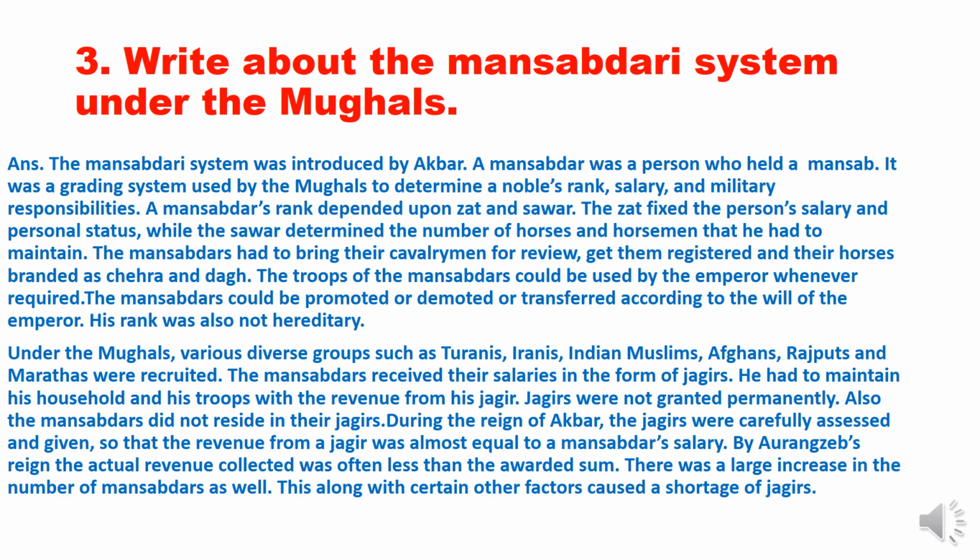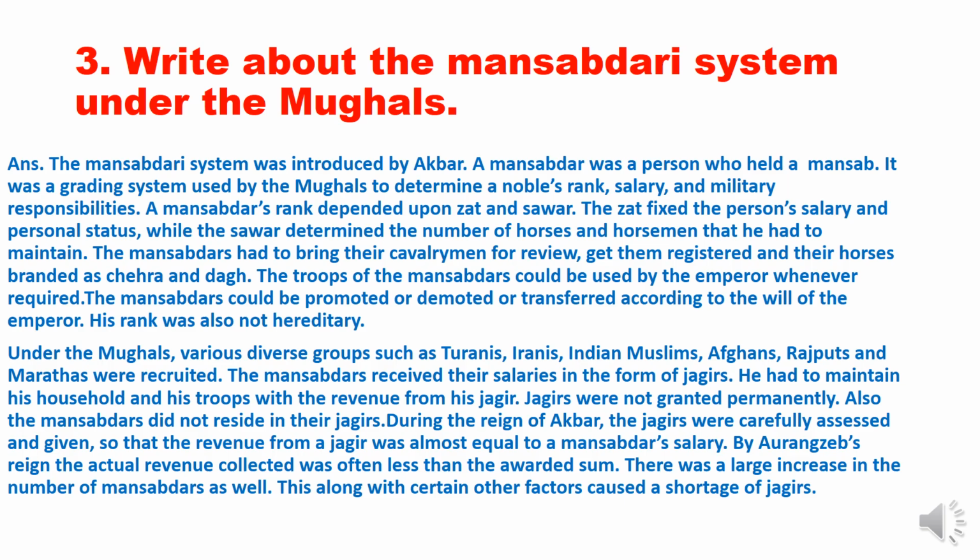Question 3. Write about the Mansabdari system under the Mughals. Answer. The Mansabdari system was introduced by Akbar. A Mansabdar was a person who held a mansab. It was a grading system used by the Mughals to determine a noble's rank, salary and military responsibilities. A Mansabdar's rank depended upon Zat and Sawar. The Zat fixed the person's salary and personal status, while the Sawar determined the number of horses and horsemen that he had to maintain.